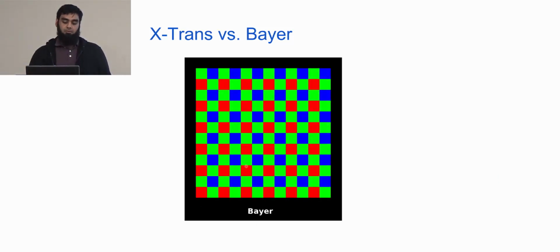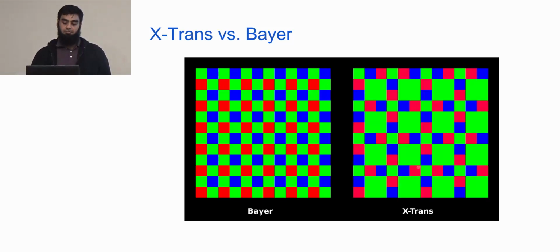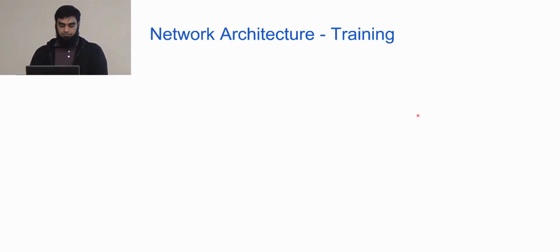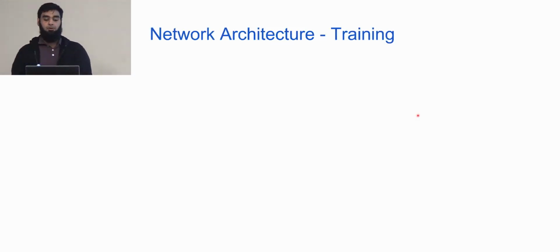This is what Bayer looks like. That's our RGB image. And the only difference with X-Trans is that there's a block of 2x2 greens instead of just 1x1. So it's just a different arrangement of pixels. It achieves the same purpose. We can finally talk about the network architecture.